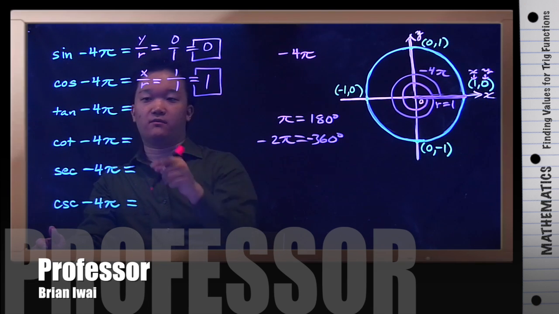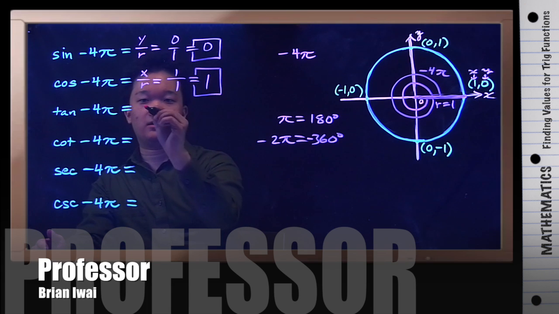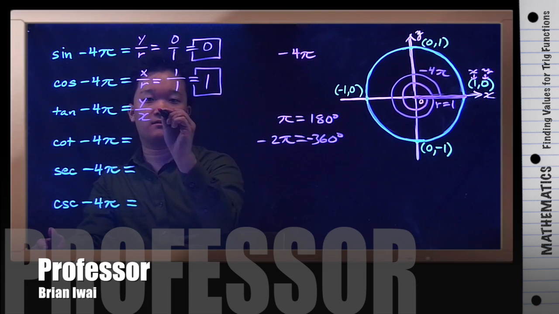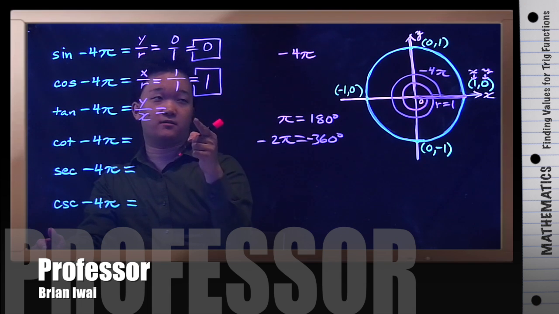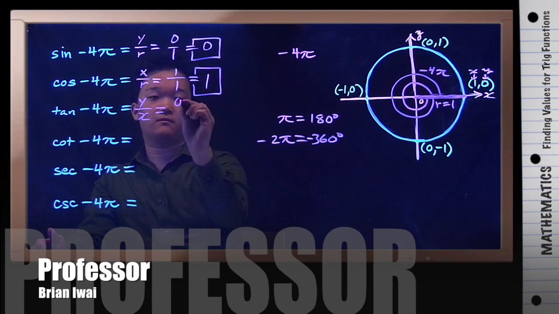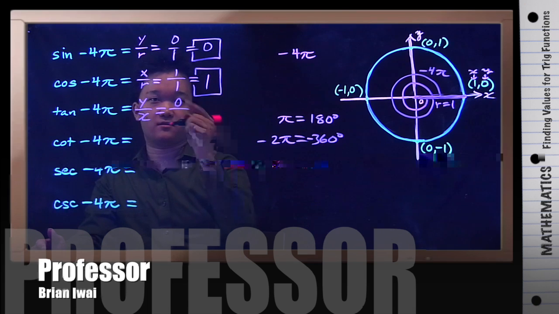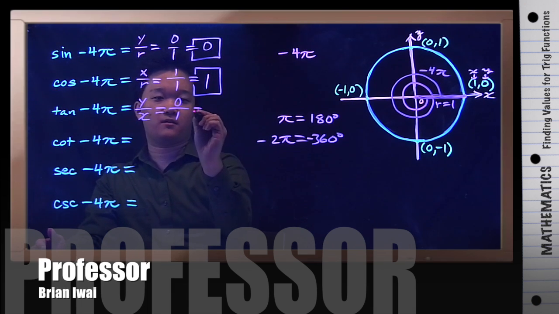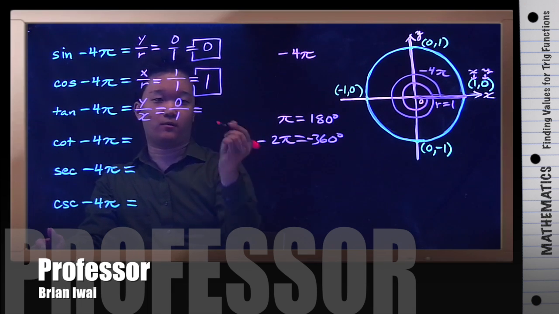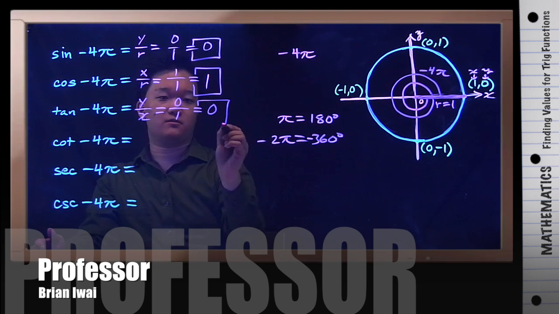Now, tangent of negative 4 pi is going to be equal to y over x. Y is 0, and x is 1. And if I simplify 0 over 1, I get 0. So tangent of negative 4 pi is equal to 0.